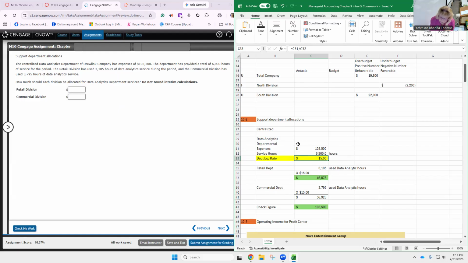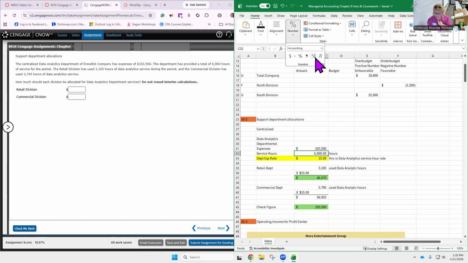With these hours here, we were able to figure a rate. This is the department expense rate. So I'm going to put this down: this is the data analytics service hour rate. Every time they go help somewhere, they need to keep track of the hours that they recorded. If you add up 3105 and 3795, which is the retail division and commercial division, it should come to the service hours that they were talking about.